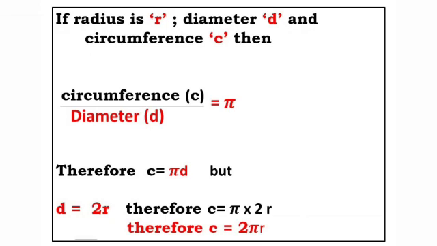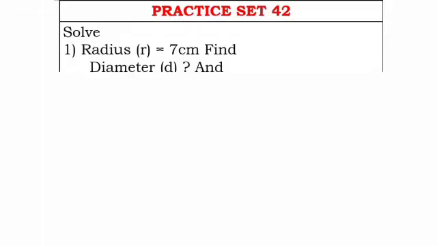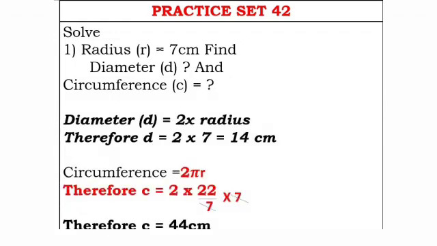But diameter is equal to 2r. That means twice the radius gives you diameter. Therefore, C, that is circumference, is equal to pi into 2r. Therefore, C is equal to 2 pi r. Now, children, you will understand how to find out circumference, diameter or radius with the help of the formula. Let's solve practice set 42.